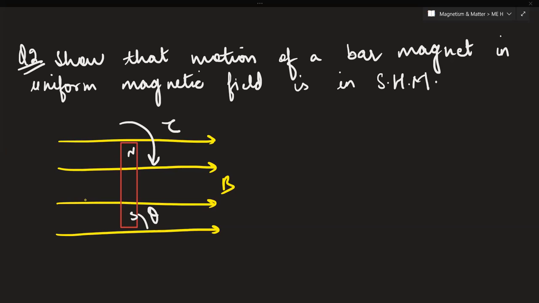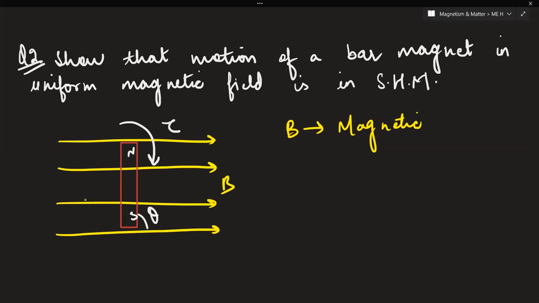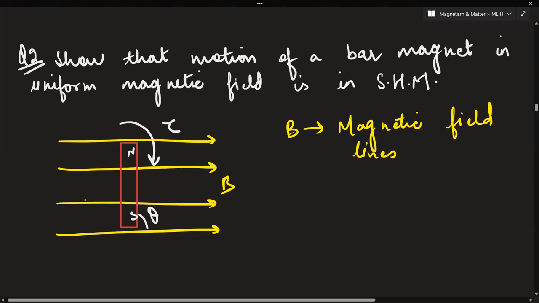This question says: show that motion of a bar magnet in uniform magnetic field is SHM. So SHM, this is a very, very easy question. You have to mention certain things initially. A bar magnet is kept in a magnetic field. So B is what? B is the magnetic field lines. Yes, yes, SHM means simple harmonic motion.